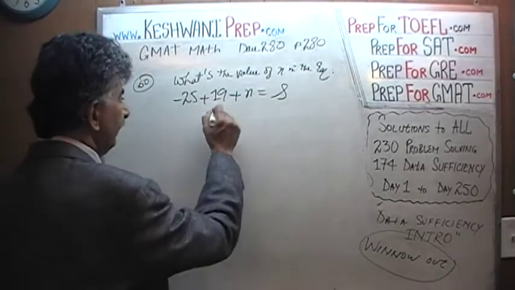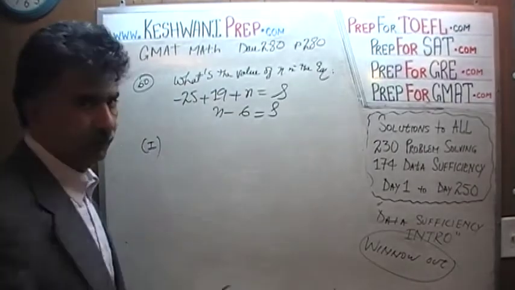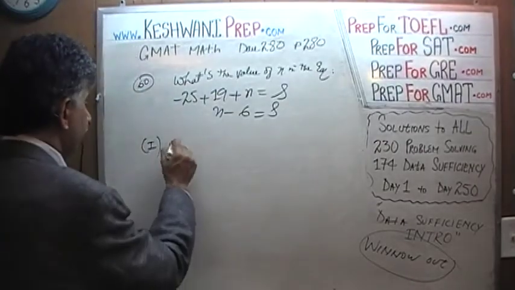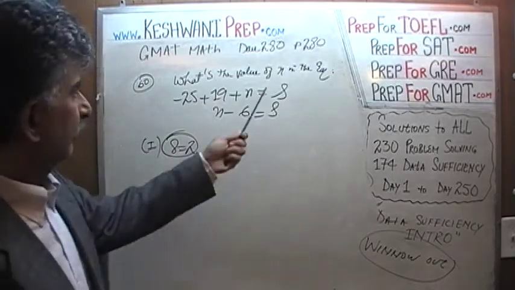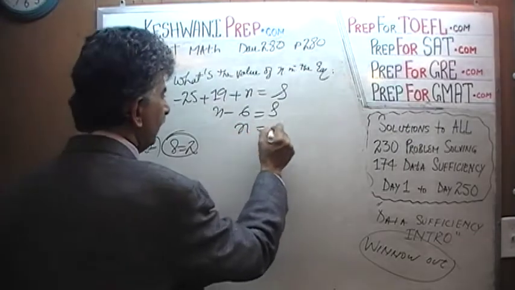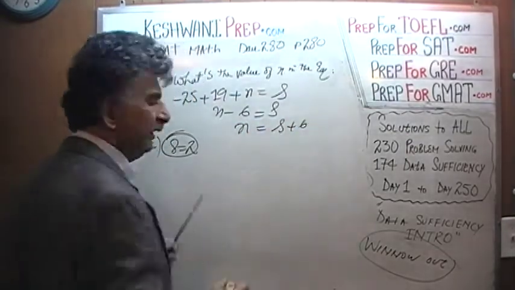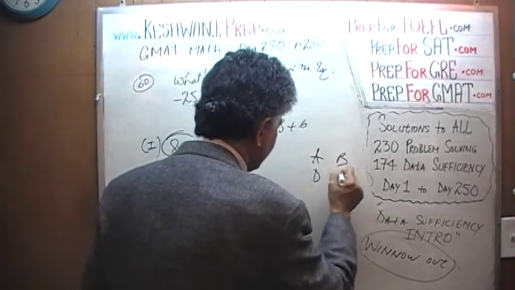Let's simplify this thing. That gives us n minus 6 equals s. The first statement tells us that s equals 2. Well, if s equals 2, we can figure out the n. The question is, what's the value of n? S equals 2, we can figure out the n. N is s plus 6, which is just 8. A, D, B, C, E.